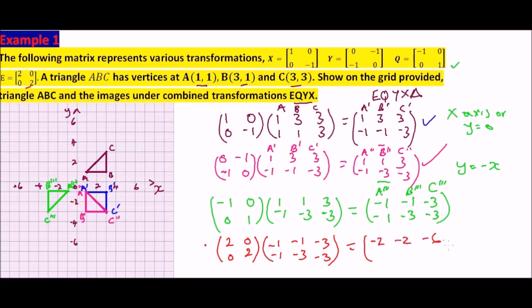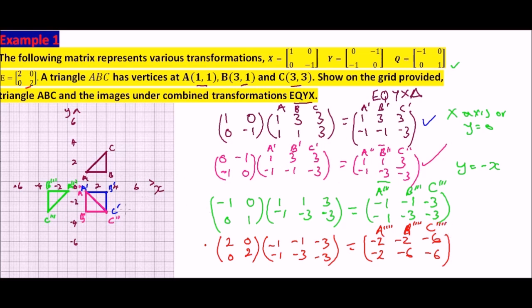The other row, 0 times -1 is 0, 2 times -1 is -2. So we just multiply that by -2. So we have -2, -6, -6. This is our final image, which we can write like that. This is my B, and this is our C. So we identify this point.